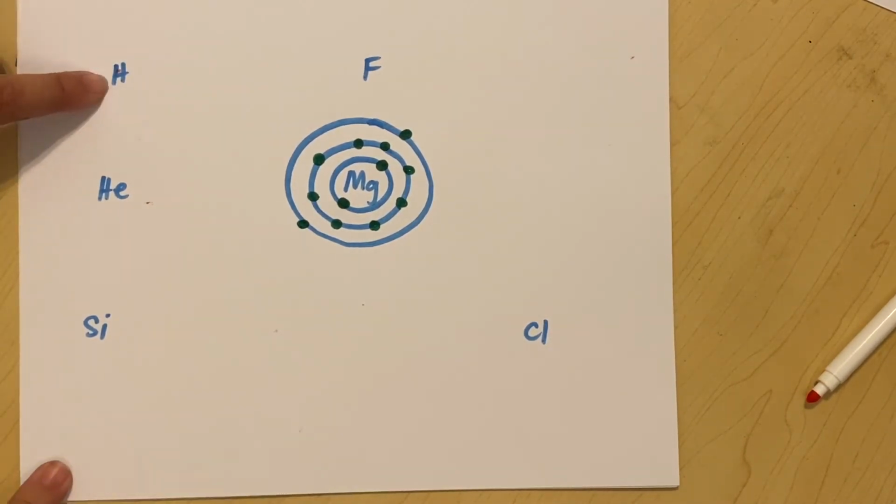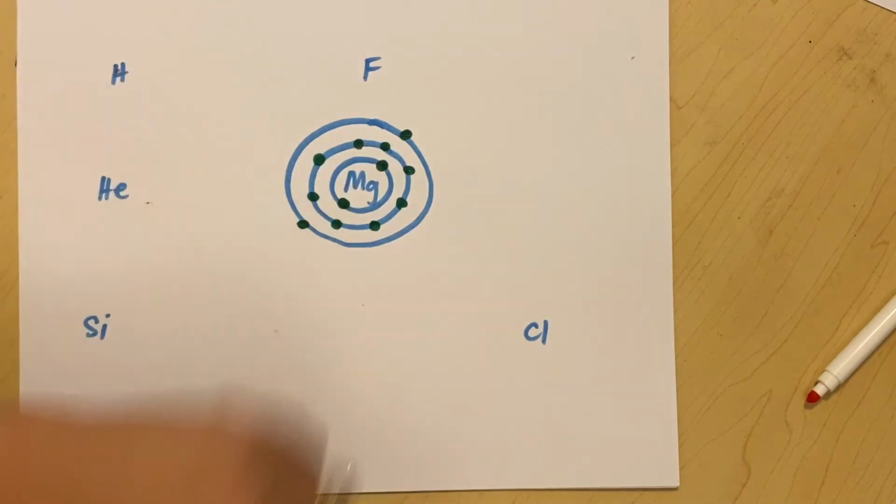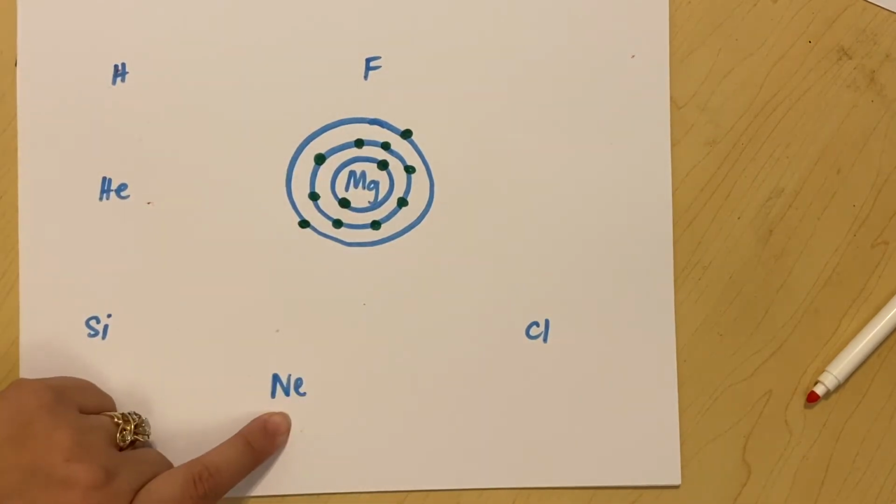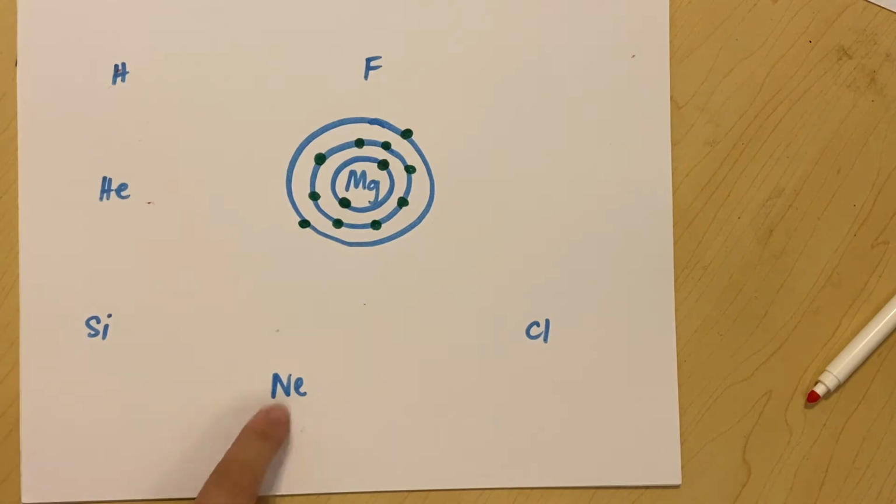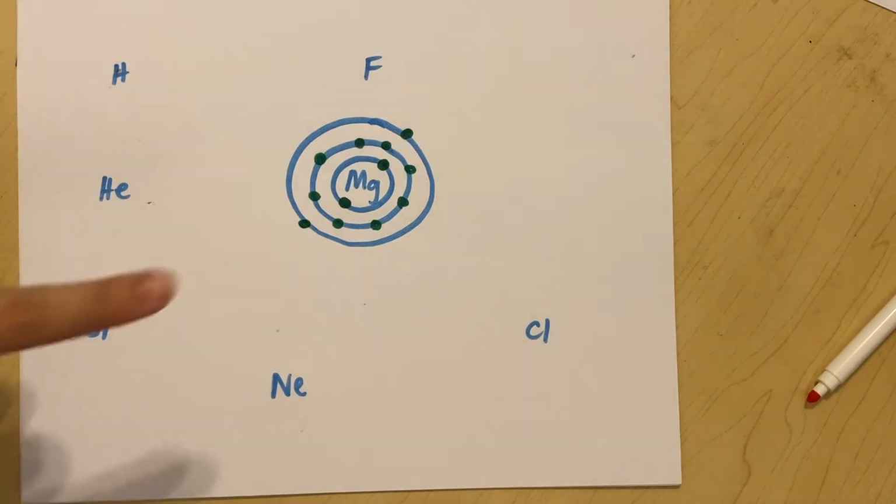So for hydrogen, helium, silicon, fluorine, chlorine, let's add in neon just so you have another noble gas. I want you to pause the video and try to do Bohr models for these elements, and then we'll come back and make sure you got the right answers. So pause.